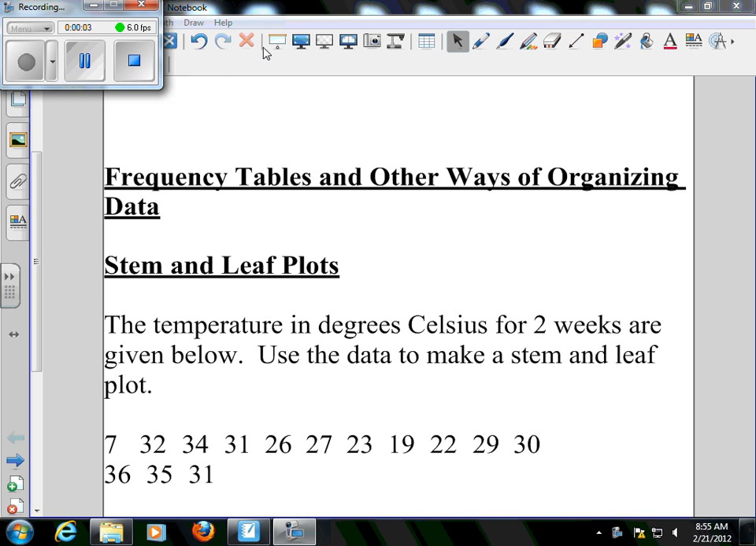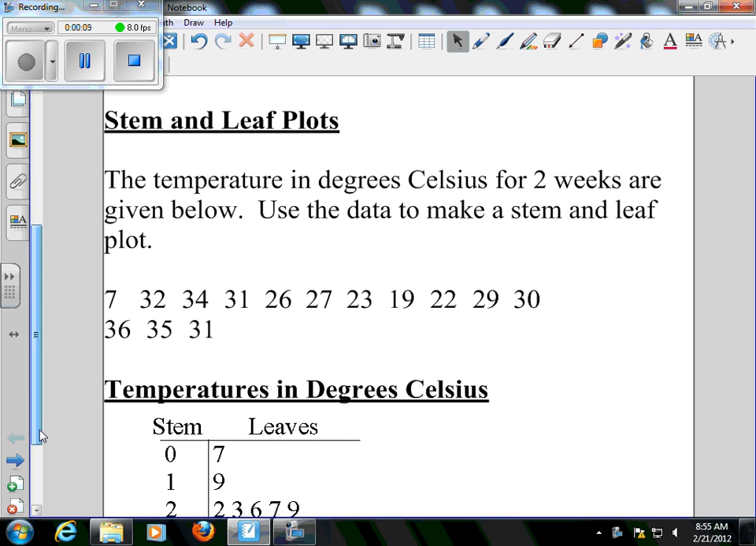Today we're going to talk about frequency tables and other ways of organizing data. And we're going to start with stem and leaf plots. That's something you've probably seen before somewhere, in one of your math classes, or maybe even a science class, somewhere where you organize data.